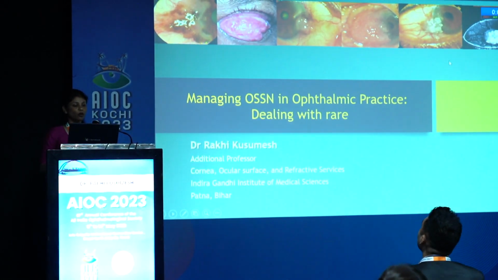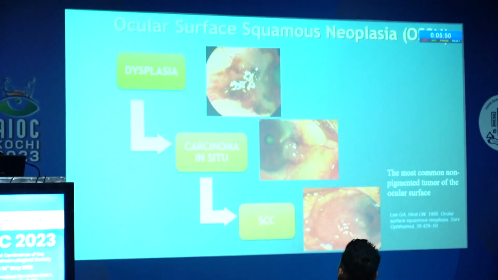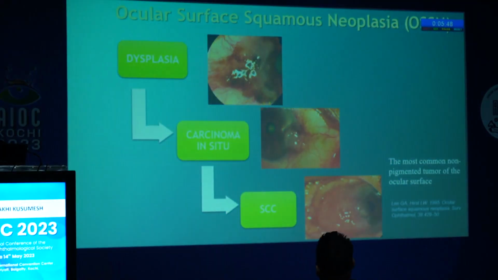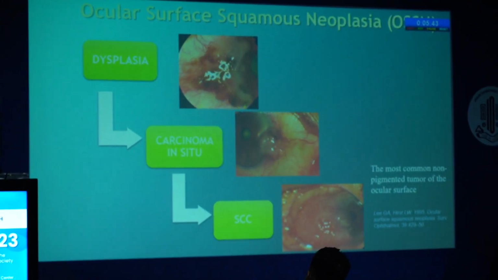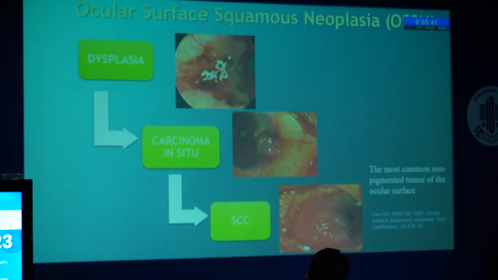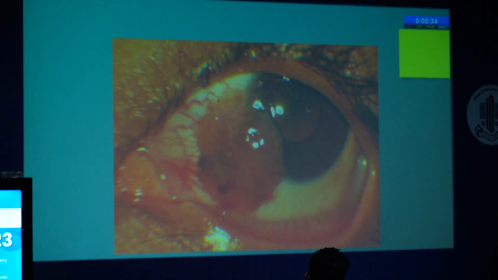So I'll be talking about management of OSSN in ophthalmic practice. OSSN is a term that includes all kinds of neoplasia of the ocular surface, from dysplasia to carcinoma in situ to SCC. It is not very rare in our practice, as it is one of the most common non-pigmented tumors of the ocular surface. Clinically, it presents as a fleshy unilateral mass, could be bilateral or multifocal in some cases.